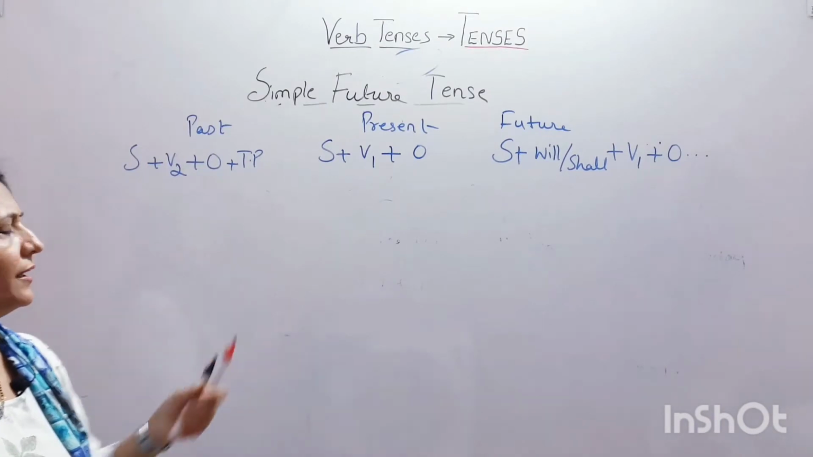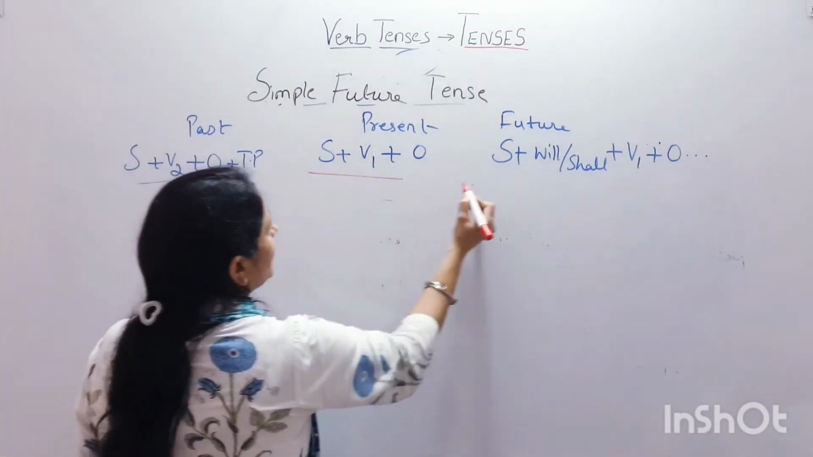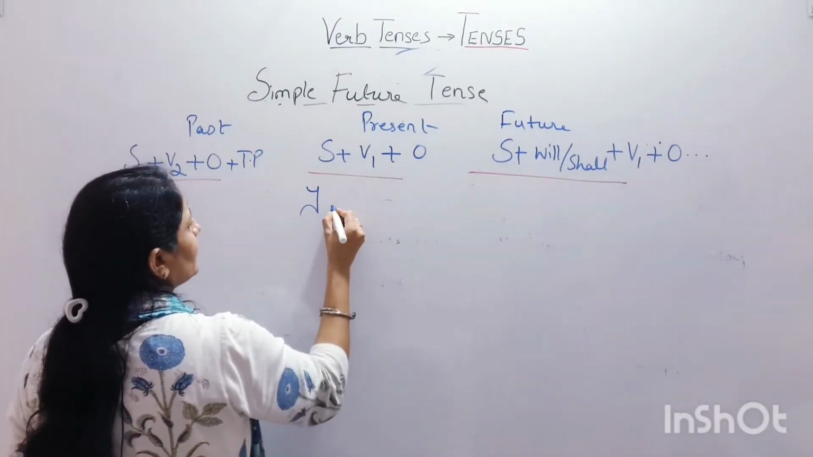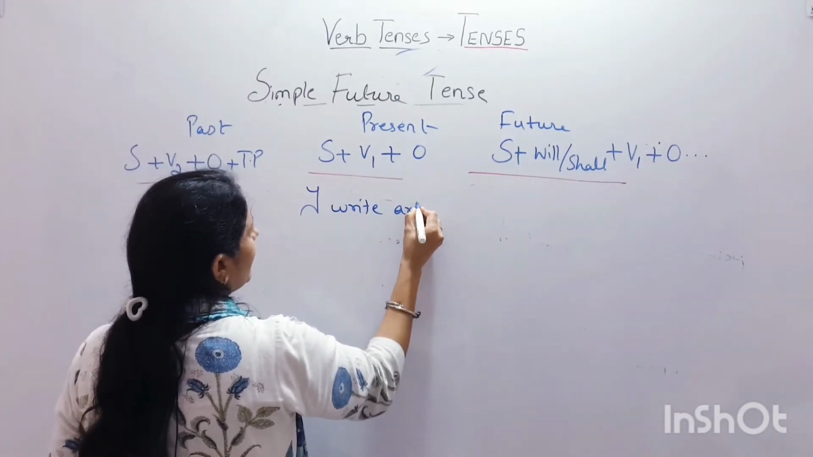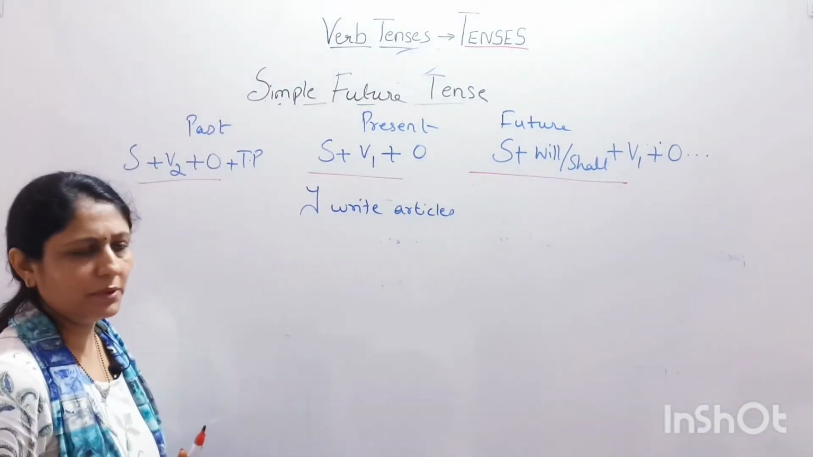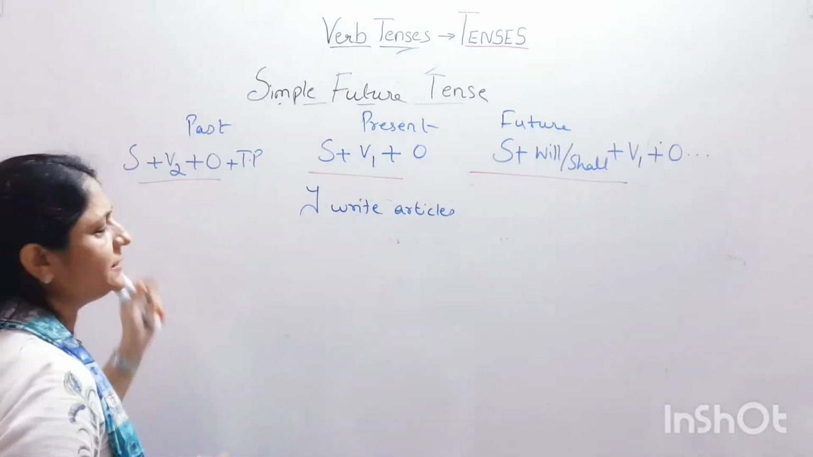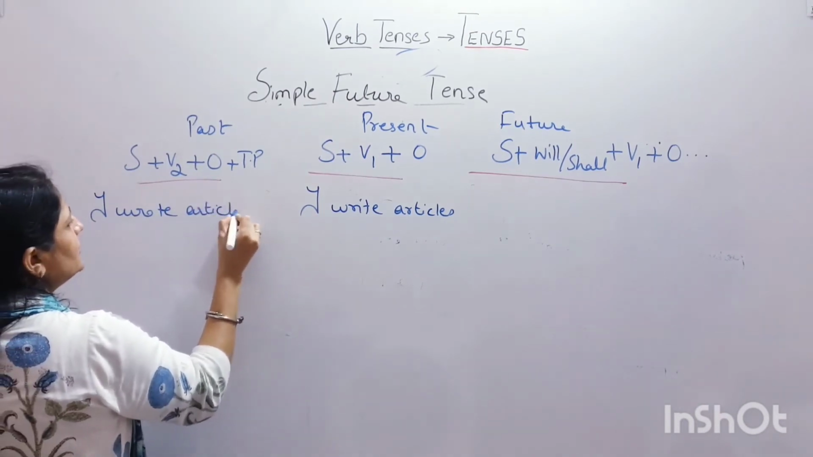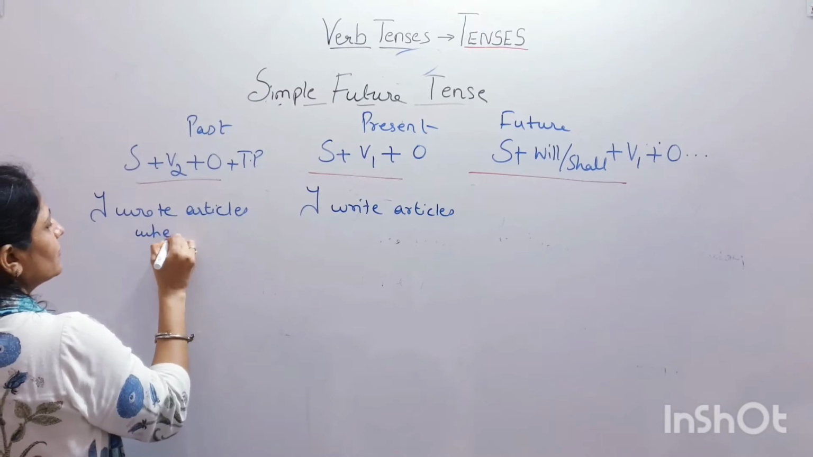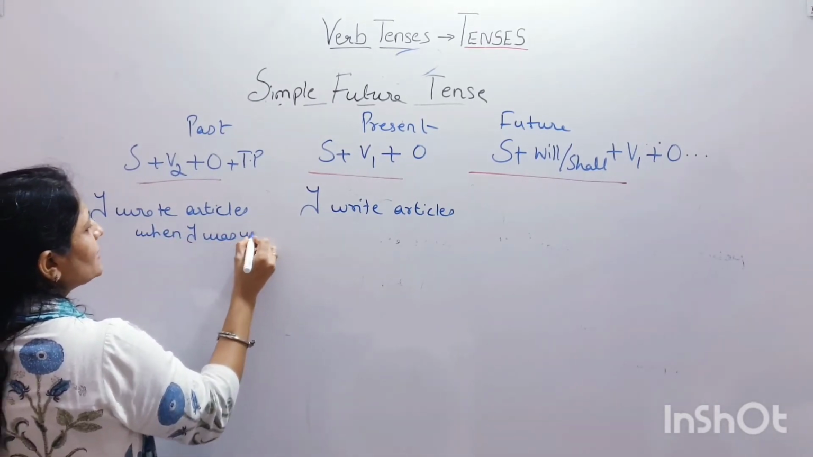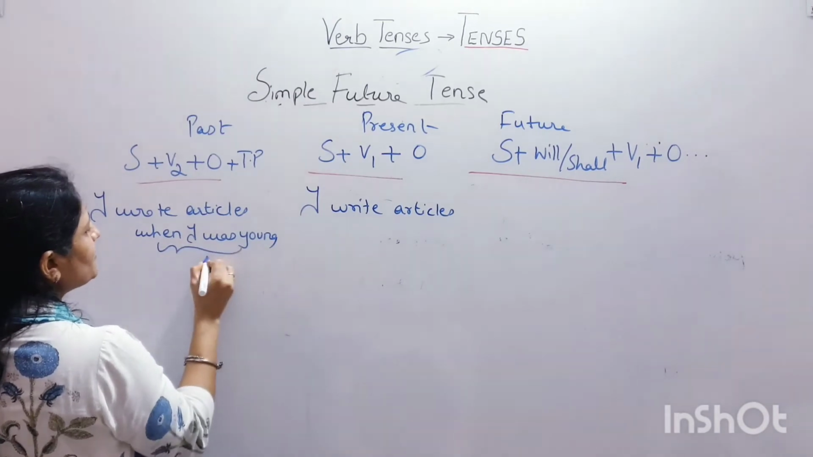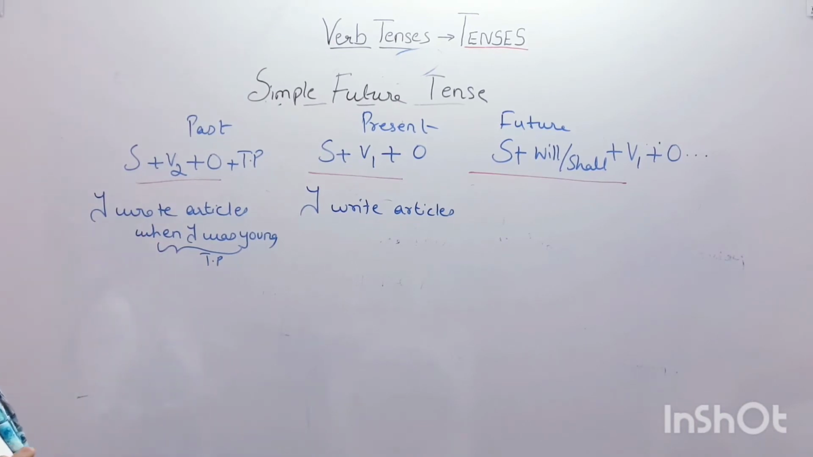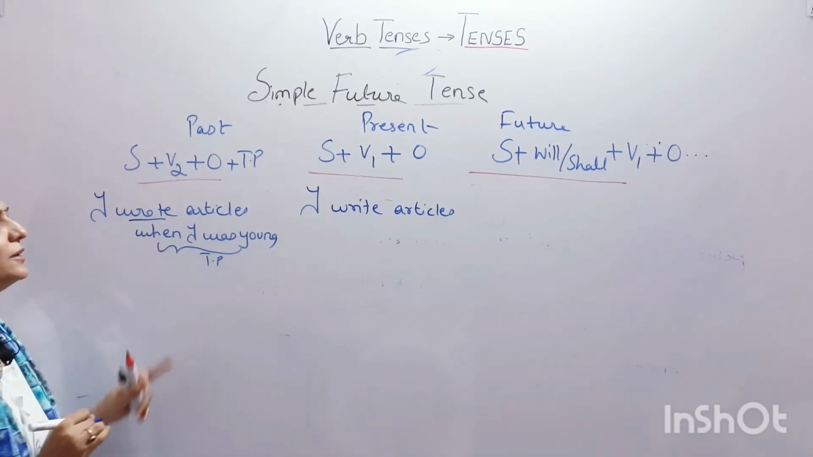I guess you can recollect these formulas which I have explained just now. Collectively, I'll give you some examples over here. I write articles. Now, this can be my habit. What will it become in the past tense? I wrote articles when I was young. When I was young, this whole thing is my TP. TP means the time phrase which is telling me when I used to write the article. So I wrote articles when I was young.